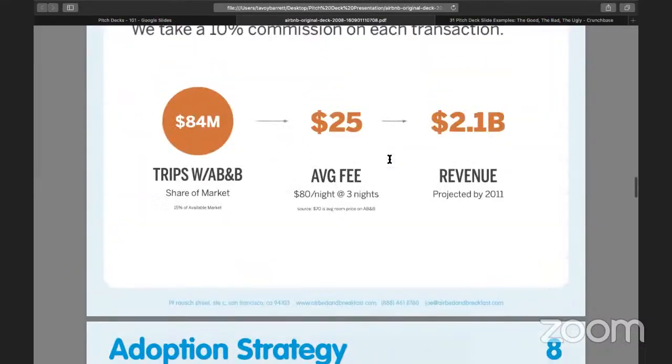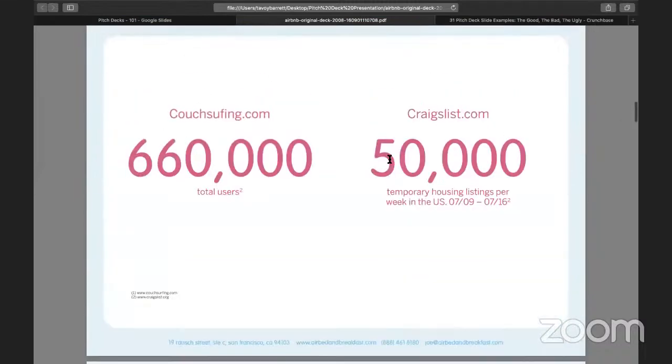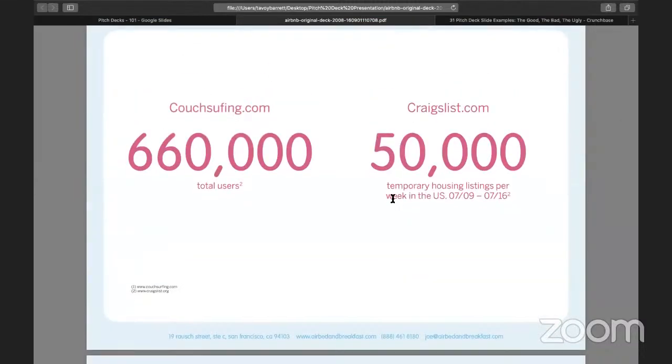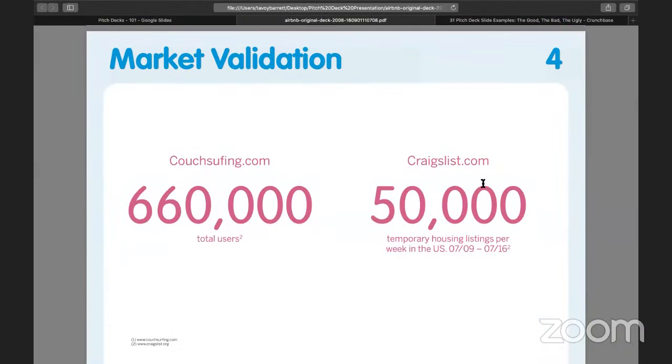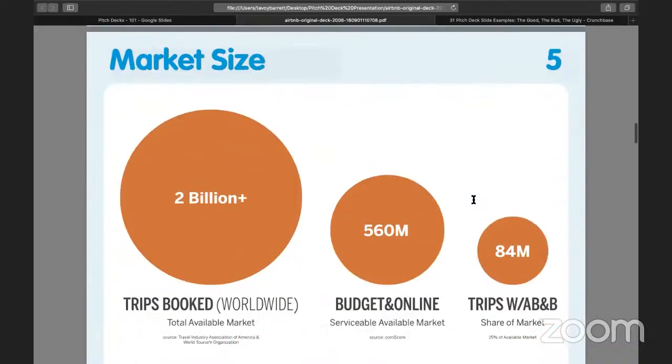What Airbnb did to show proof of concept is that they had set up their website at the time, and they connected Craigslist to their website, and they converted or transferred all the housing listings on Craigslist to their website, just to get an idea of what the traction is like, and how many persons are actually looking to rent out their space to a random stranger, or looking to rent a space in a random stranger's home.